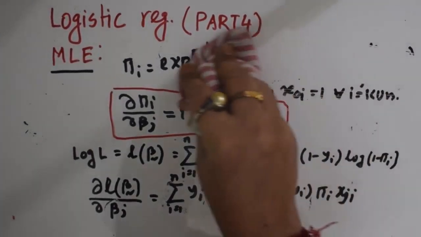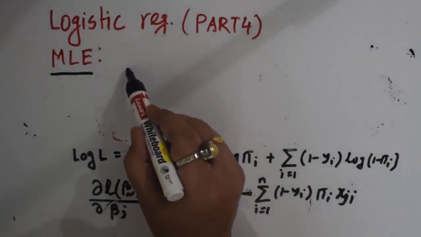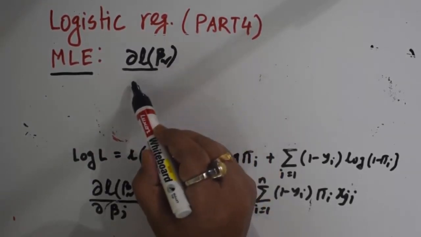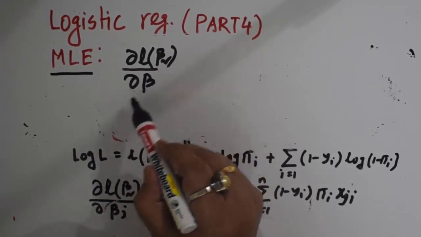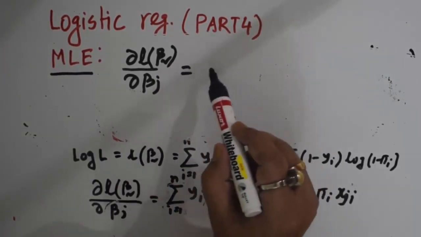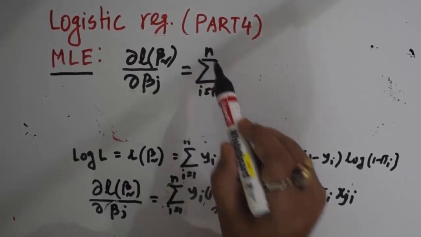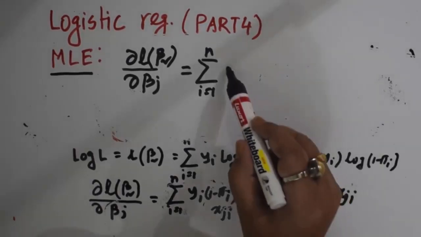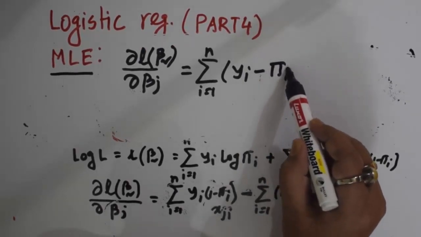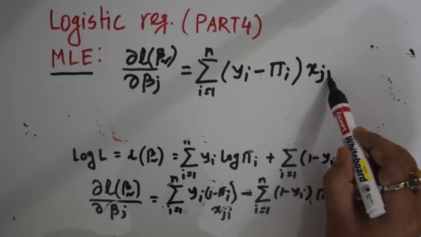Therefore the partial derivative of l of beta curl with respect to beta j is equal to the sum over i from 1 to n of yi minus pi i times xji.